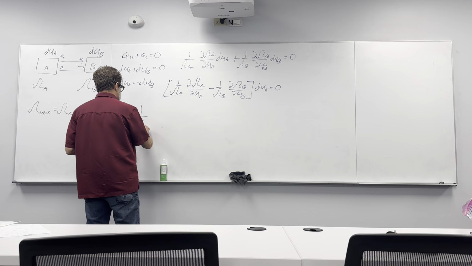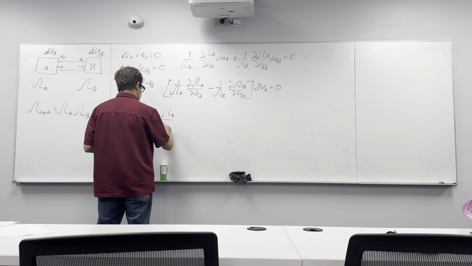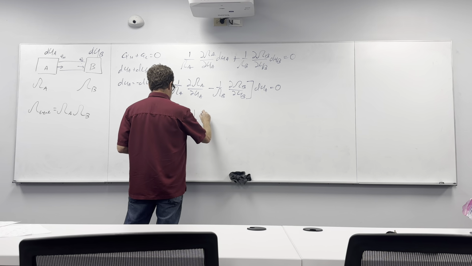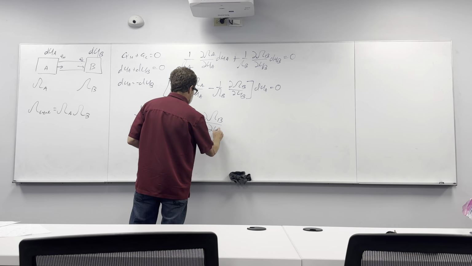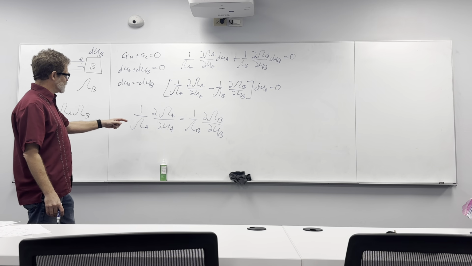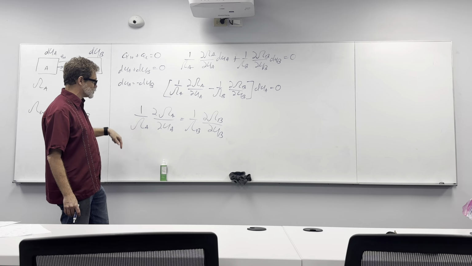So 1 over sigma A partial of sigma A with respect to UA equals 1 over sigma B partial of sigma B with respect to UB. These are equal. Now, what does that mean? We can simplify this a little bit, if we think about this particular form of combinations of functions and derivatives of functions.